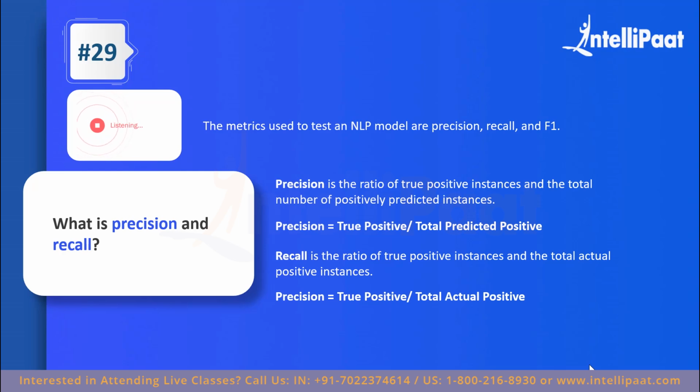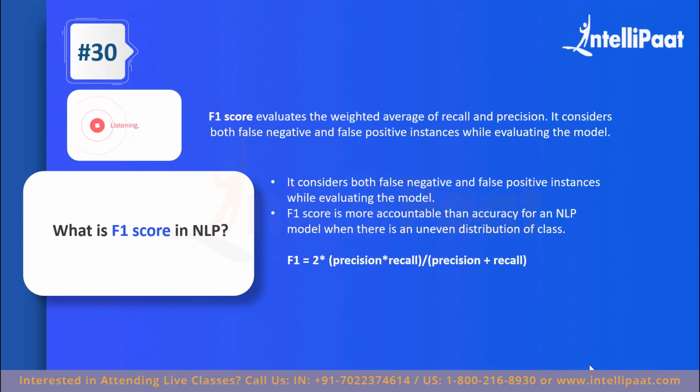Now moving on to the last NLP interview question. What is F1 score in NLP? F1 score evaluates the weighted average of recall and precision, and it considers both false negative as well as false positive instances while evaluating the model. F1 score is also more accountable than accuracy for an NLP model when there is an uneven distribution of class. And further, the formula for calculating F1 score is 2 times the multiplication of precision and recall divided by the sum of precision and recall.